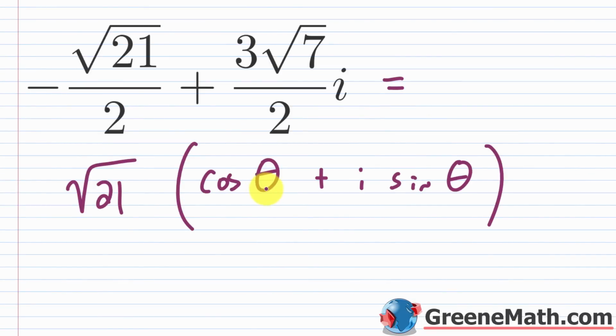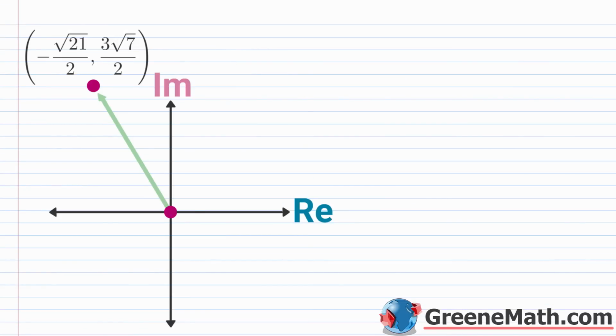For theta, we can always make a sketch. From the origin, we're going square root of 21 over 2 units left, and then 3 times square root of 7 over 2 up. So the terminal point for this position vector that represents this complex number is right there. This is the angle I'm looking for, my theta. Again, the tangent of theta is equal to imaginary over real.